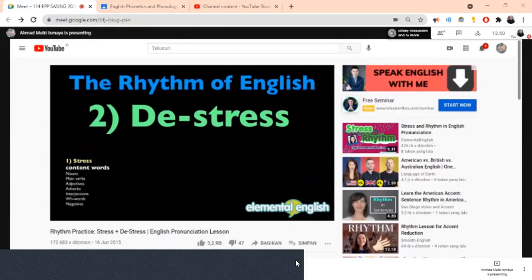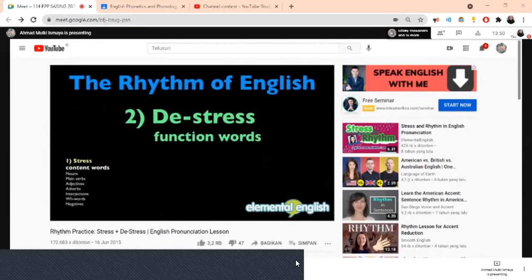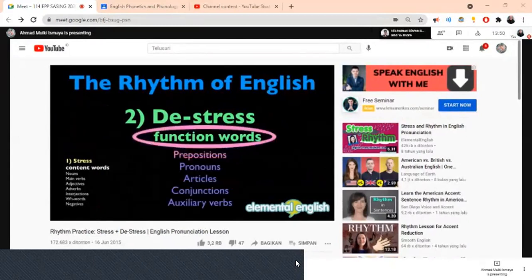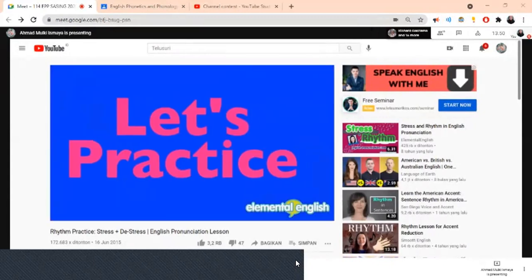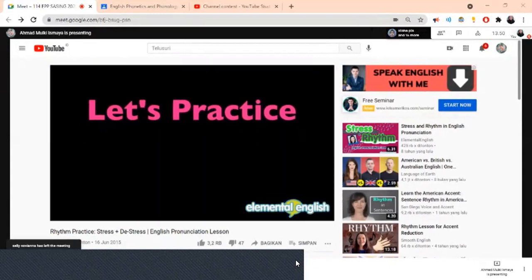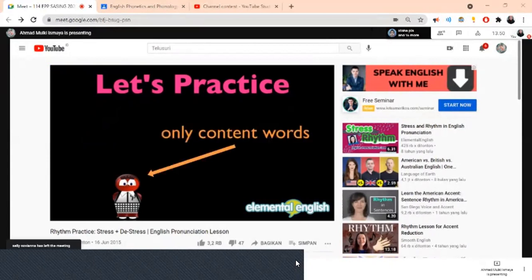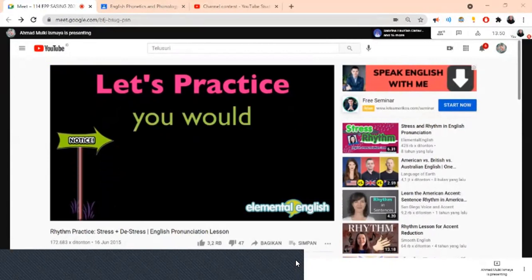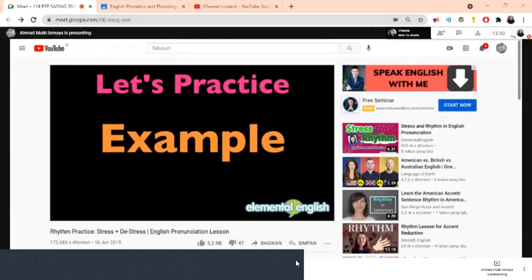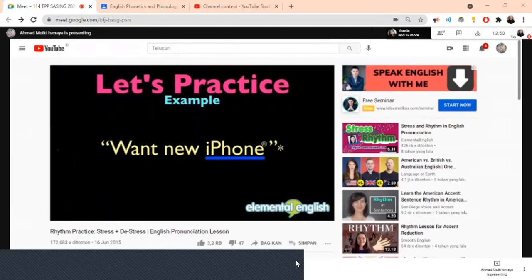Second, we also de-stress function words, typically little words, which are more about the grammar and structure of the sentence. These include prepositions, pronouns, articles, conjunctions, and auxiliary verbs. Let's practice the rhythm of English by playing with the words in a sentence. If I spoke like a little child using only content words, notice that you would still understand me despite the incorrect grammar. For example, want new iPhone.